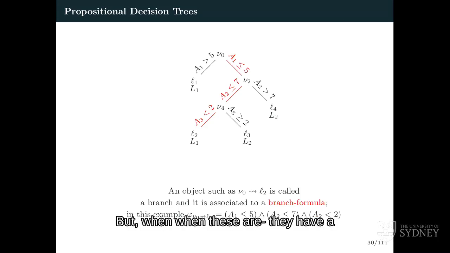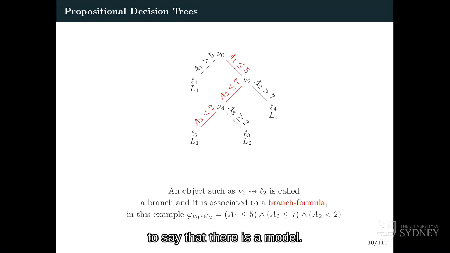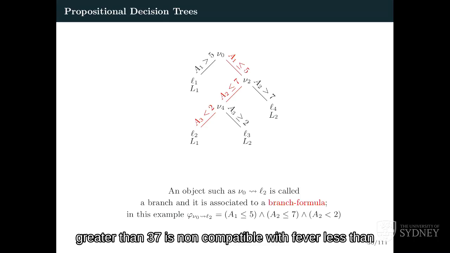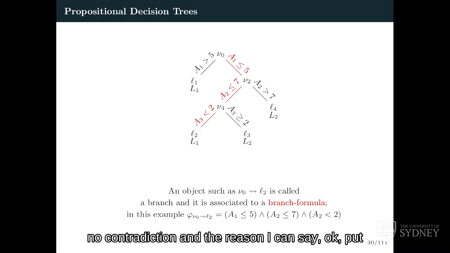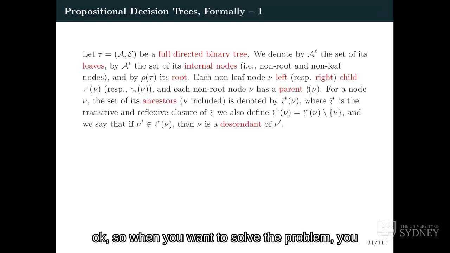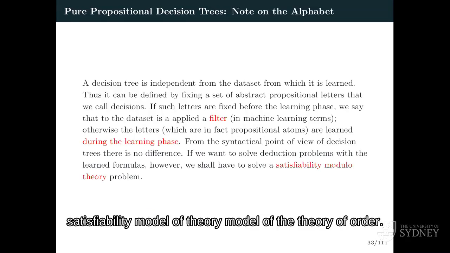But when these have a meaning, only saying I found no contradiction is not enough to say that there is a model. If your reasoner doesn't know that fever greater than 37 is not compatible with fever less than 36, and they have different syntax, so syntactically there is no contradiction, the reasoner can say, okay, put them together, no problem. But then, if it doesn't know, it will give you a model that is not a model. Okay, so when you want to solve the entire problem, you solve a satisfiability modulo theory, modulo the theory of order, for example.